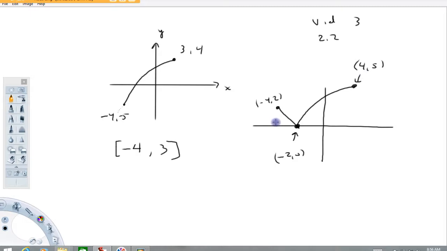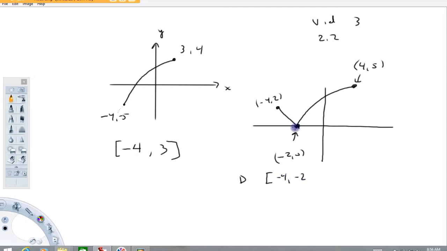Actually, it says to identify where it's increasing, decreasing, or constant. So let's do decreasing first. As x goes from -4 to -2, this function is dropping. See how these heights are getting less and less. So it is decreasing on the interval from -4 to -2.